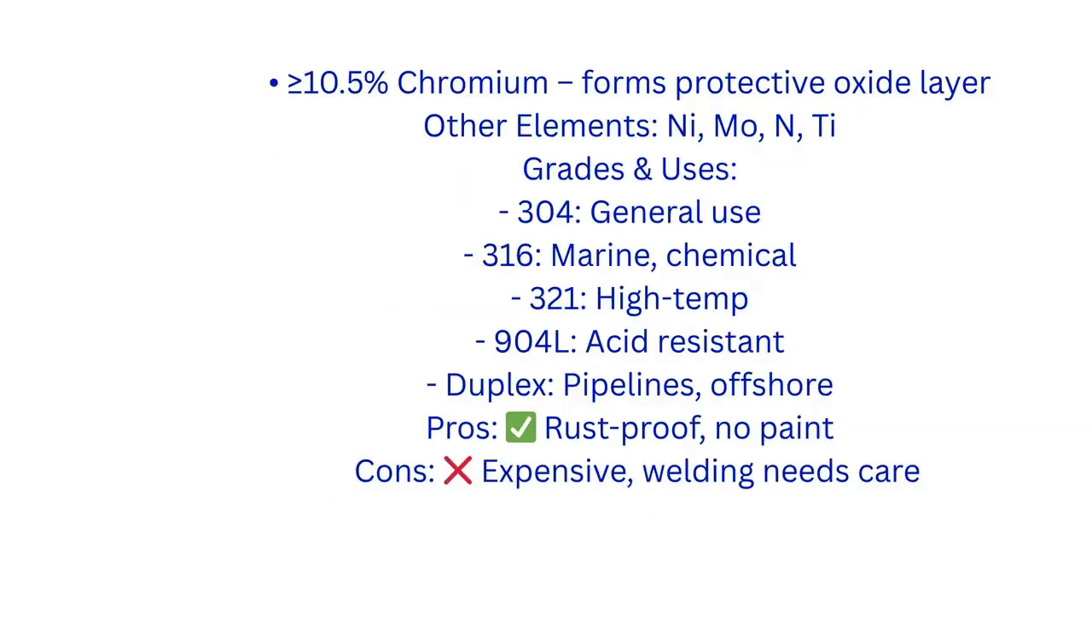Now, let's talk about stainless steel. It contains at least 10.5% chromium, forming a passive oxide layer to prevent rust. It may also contain nickel for toughness, molybdenum for chloride resistance, and titanium or nitrogen in special grades. Common grades include 304 for general use, 316 for marine and chemical areas, 321 for high temperature, 904L for acidic environments, and duplex stainless for pipelines and offshore structures.